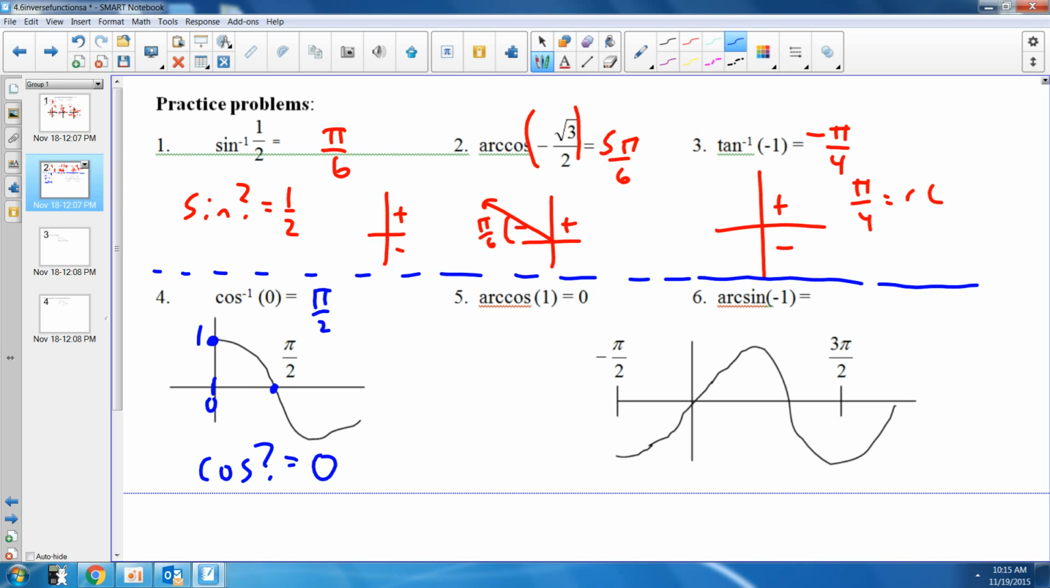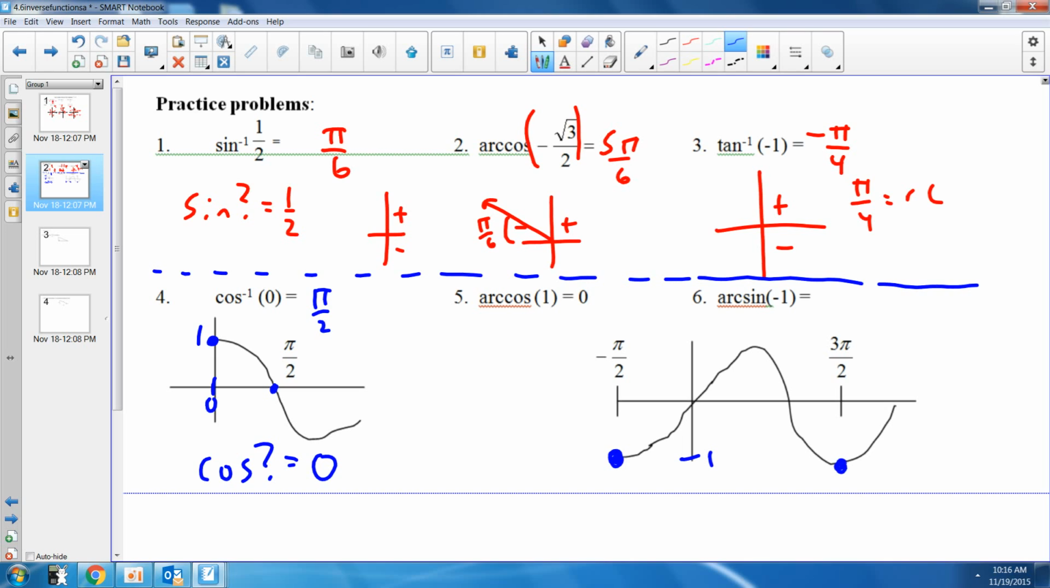Arc sine of -1 equals, well, I draw the sine graph. Now this is kind of an interesting problem because if you put in -1 here, you have this point, but you also have this point.